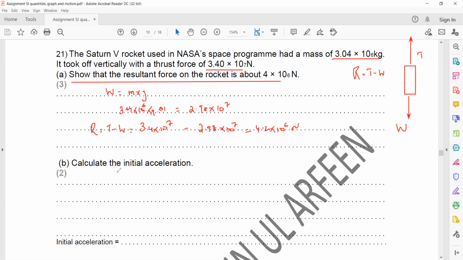Calculate the initial acceleration. We have the formula F = ma, and what we substitute here is the resultant force. So the resultant force is 4.2 × 10^6, the mass is 3.04 × 10^6, and the acceleration we are finding. So 4.2 × 10^6 divided by 3.04 × 10^6, we get the initial acceleration, which is 1.38 meters per second squared.